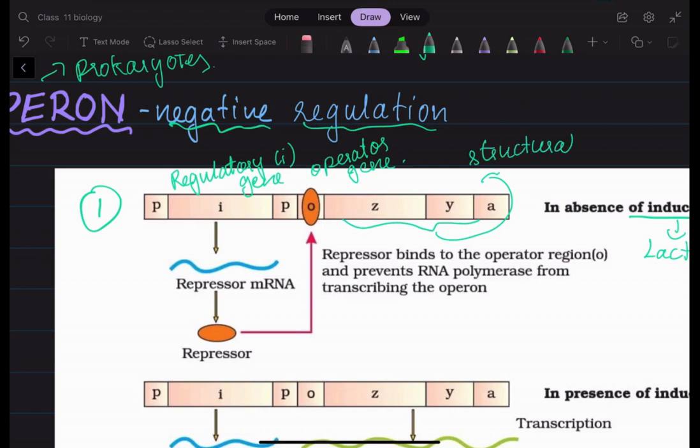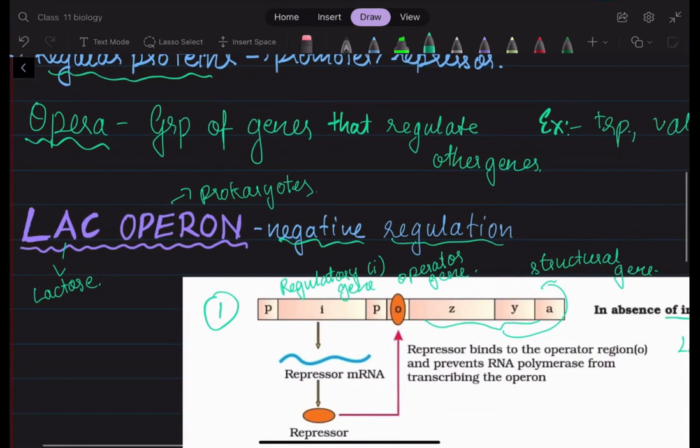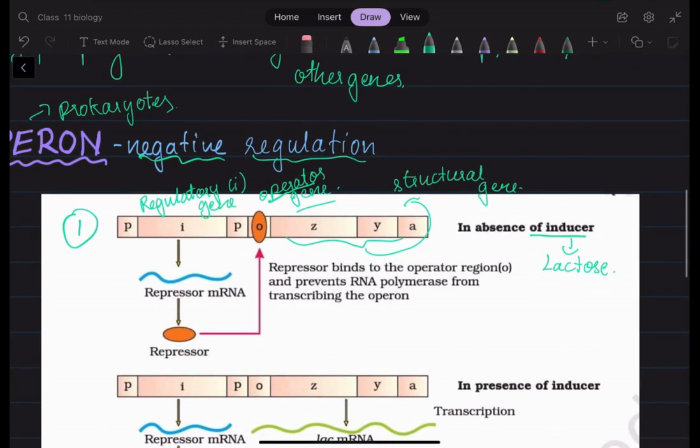So the regulatory gene codes for regulatory proteins which can either act as promoters or repressors. And then we have our operator gene. We'll come to know the function of the gene later. And the structural gene is basically that gene which codes for enzymes, etc.